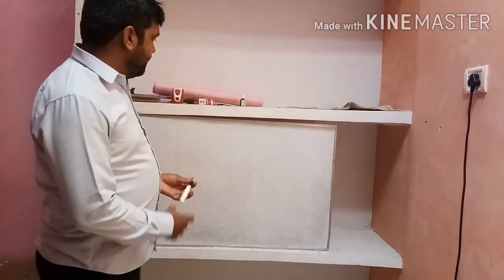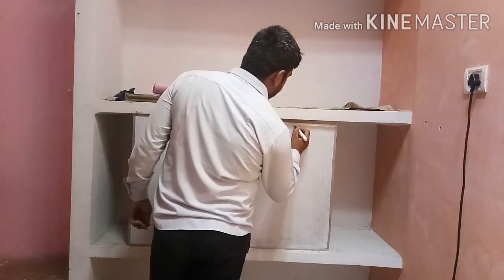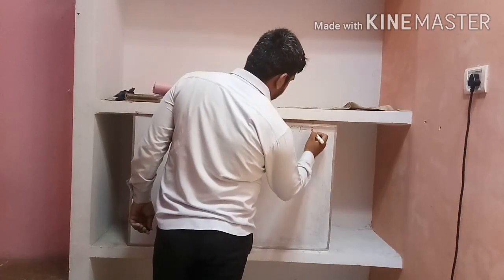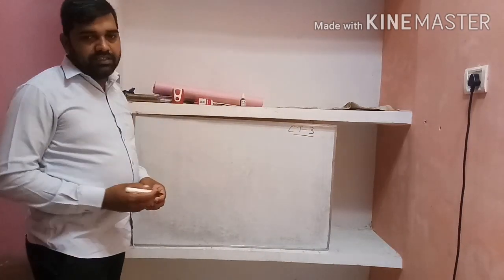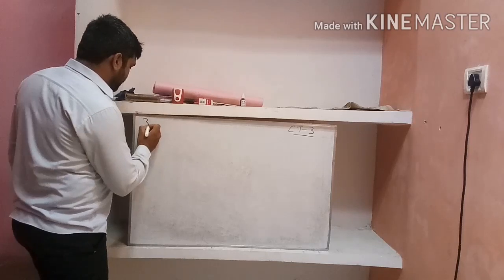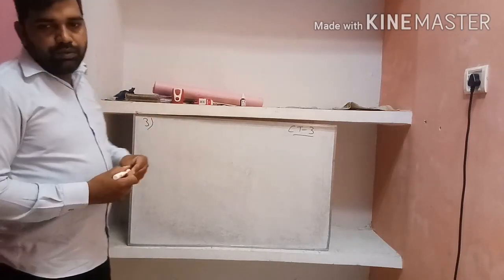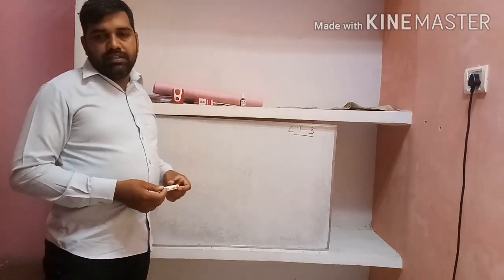Hello students, today we will continue the chapter test of self practice 3. In chapter test 3, CT3, in question number 1 and 2 we discussed in the last class. Now today we will solve question number 3. Question number 3 is: write each rational number in the simplest form.